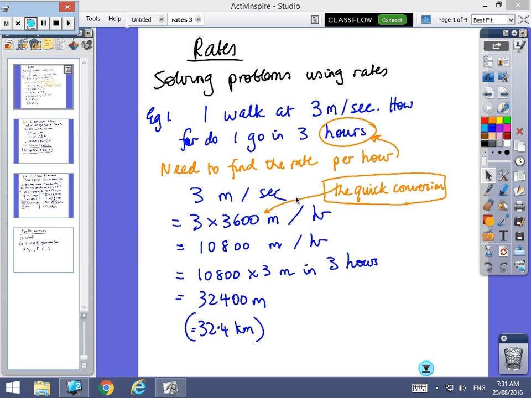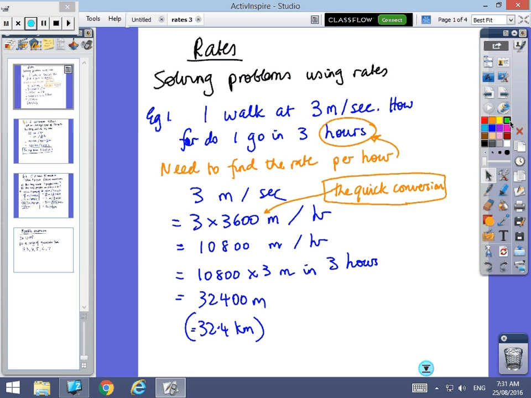Okay, so we're looking at using rates to solve word problems. Most of these are quite common sense approaches where you're working out whether to multiply or divide. So here's an example. I walk at 3 meters per second, and how far do I go in 3 hours?